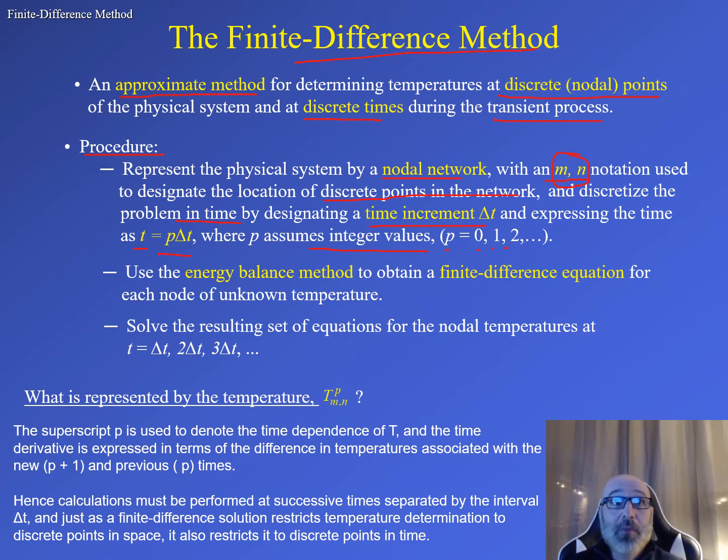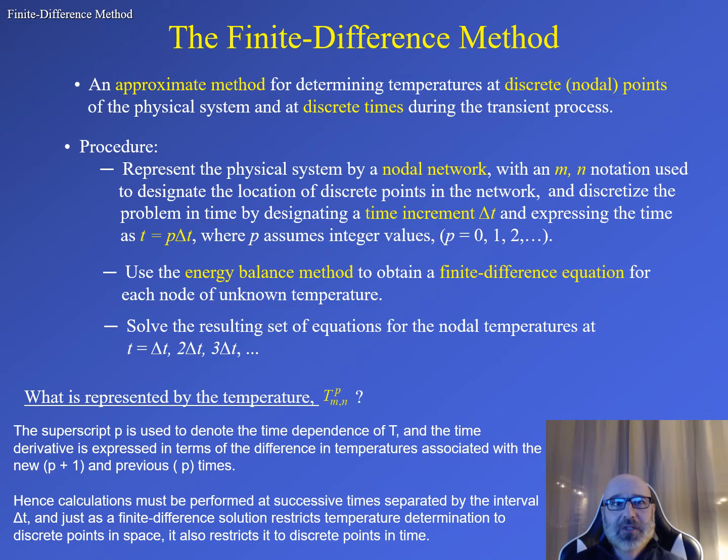Once we've represented this physical system by a nodal network, the next thing we want to do is go back to our energy balance method and use that to obtain a finite difference equation for each node of unknown temperature. So we're looking at each node within that nodal network and using the energy balance method to obtain that finite difference equation. Once we have those equations, the next step is to solve them, solving the resulting set of equations for the nodal temperatures at times t equal to delta t, 2 delta t, 3 delta t, and so on.